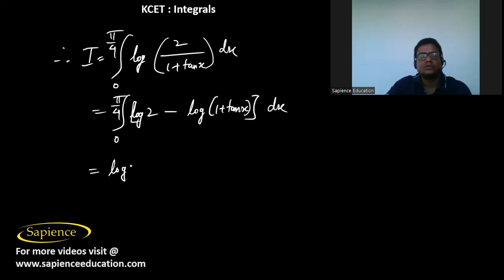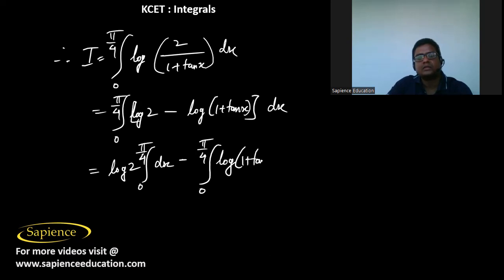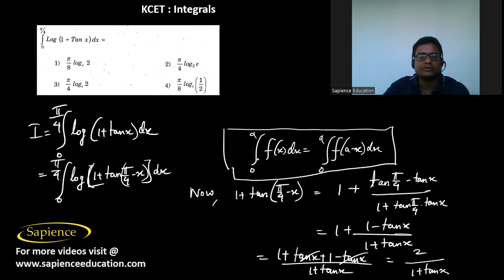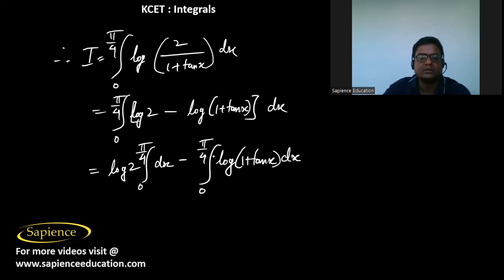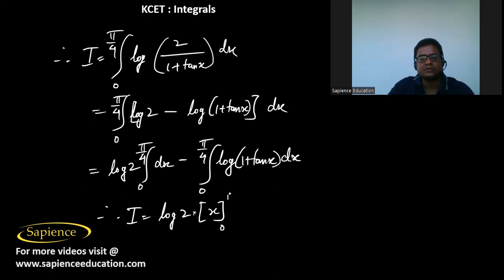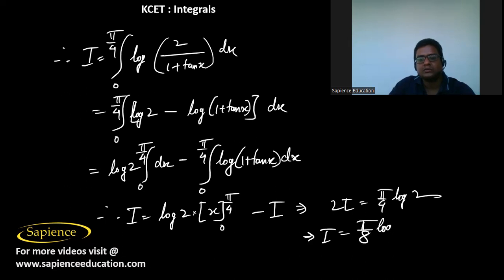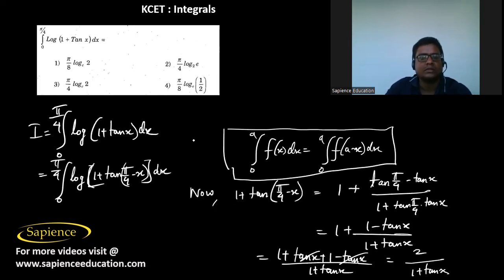So this is equal to log 2 into integral 0 to pi by 4 dx minus integral 0 to pi by 4 log of (1 plus tan x) dx. Now this integral 0 to pi by 4 log of (1 plus tan x) dx is I only. So I can write it as log 2 into x, going from 0 to pi by 4, minus I. So therefore 2I will be equal to pi by 4 log 2. So therefore I will be equal to pi by 8 log 2. So option 1 is the correct answer.